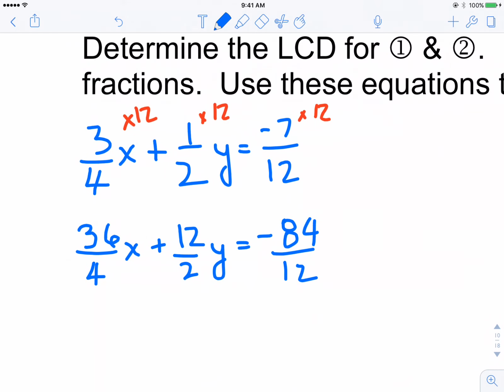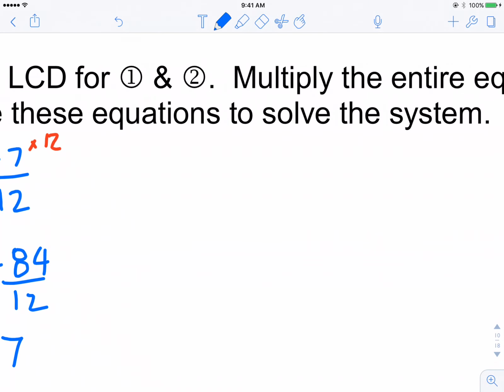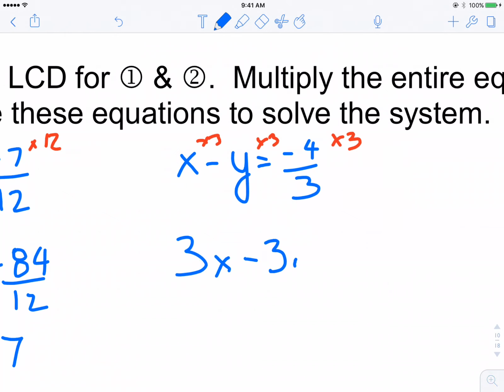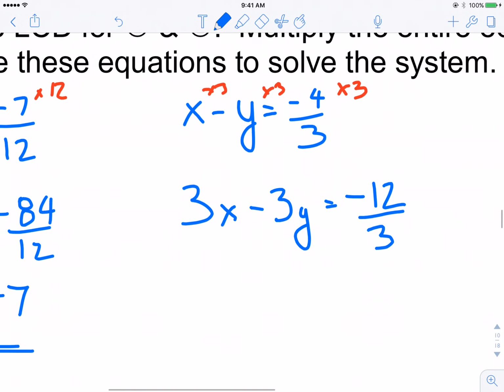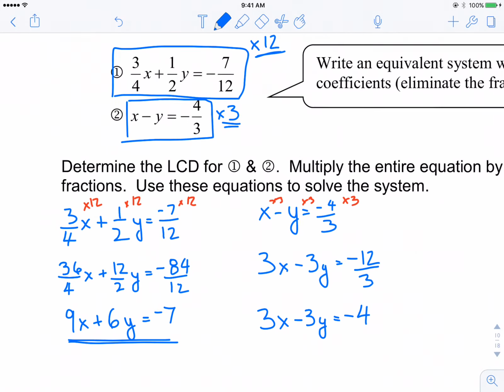And what happens to all these fractions? Well, 36 over 4 reduces to 9, 12 over 2 reduces to 6, and negative 84 over 12 reduces to negative 7. So now I have a new equation without any fractions in it, much easier, much simpler to work with. Okay. I do the same for my other equation. x minus y is equal to negative 4 over 3. Common denominator was 3, so I multiply each term by 3. That's going to give me 3x minus 3y is equal to negative 12 over 3. The only fraction to reduce is the last one. Gives me negative 4.